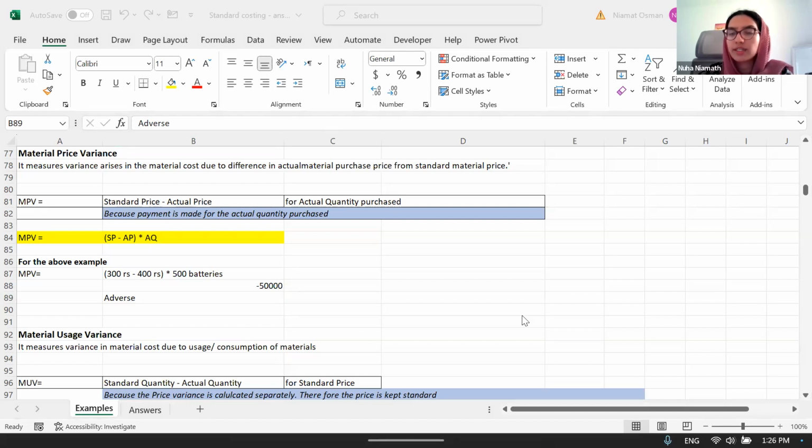Okay, Khatija says negative figure. That is one way. But what if in the exam you sit and do AP minus SP into AQ? You know that it is standard price minus actual price. It will come a positive figure. Then what you will do? Exactly. Actual price is more than standard price. Perfect. So you have ended up paying more for the goods. So that is the reason why it is adverse. I hope it's clear so far. Can I proceed with the next type of variance?